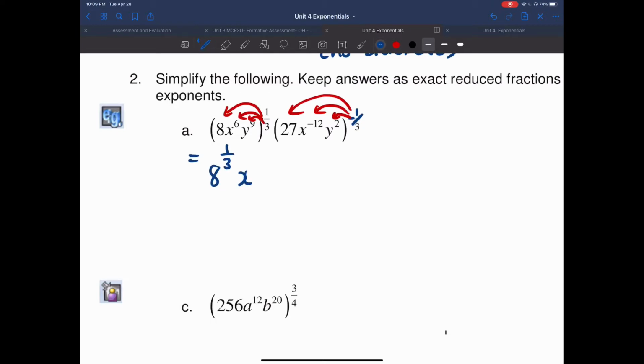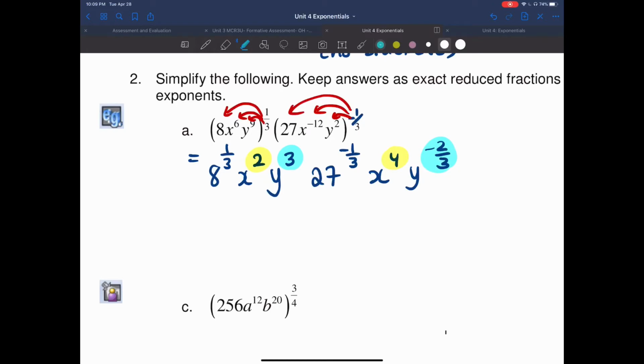Well, 6 times 1 over 3 reduces to 2. Y, well, 9 divided by 3 is 3, so y to the 3. 27 to the exponent negative 1 over 3, x to the exponent 4, y to the exponent negative 2 over 3. A couple things I noticed: the x's can be combined and the y's can be combined eventually.